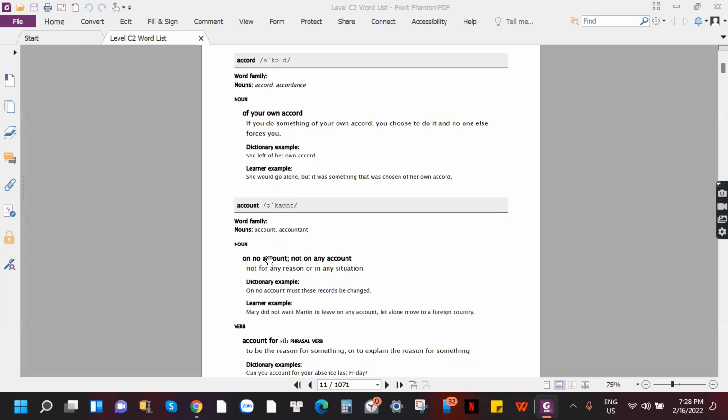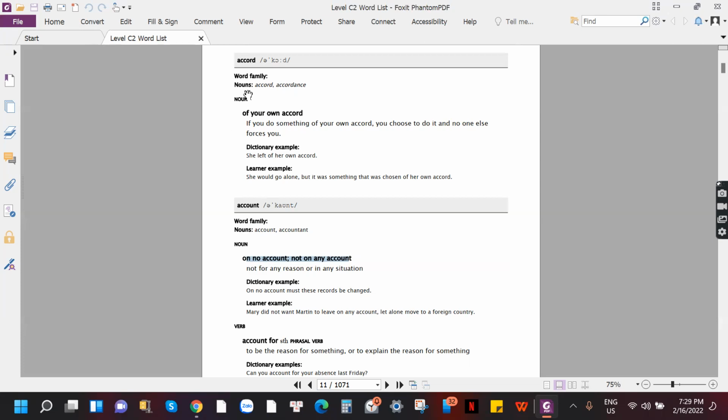That is accountant. And right here, we need to make use of the very first phrase of the word account, that is on no account or not on any account. It means not for any reason or in any situation. So I can say that I just want to leave on no account, which means I just want to leave for no reason. I just want to do it. I don't have any reasons for my actions. If you don't have any reasons for your act and you just feel like you want to do it, you follow your emotions, that is, you do something on no account.